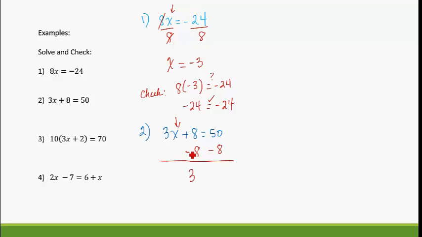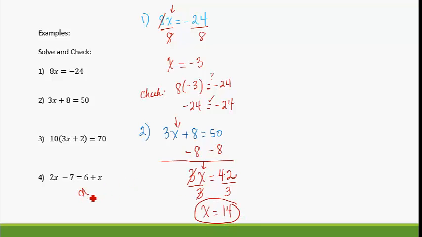And when I do that, I'm going to end up with 3x plus 0, giving me just 3x, is equal to 42. Now we're just left with a variable term on our left-hand side and a constant term on our right-hand side. Our variable is x. We want to get x by itself, so to isolate that variable, we divide by 3. Whatever you do on the left-hand side, we must do on the right-hand side, and we end up with 1x equals 14.